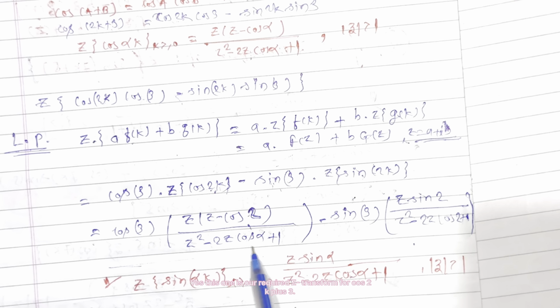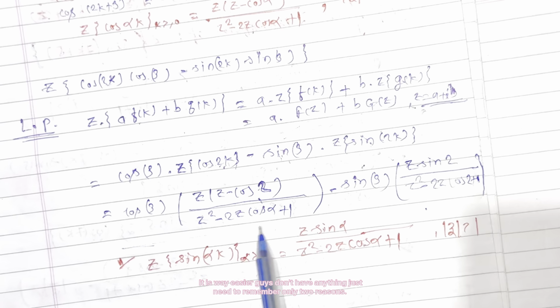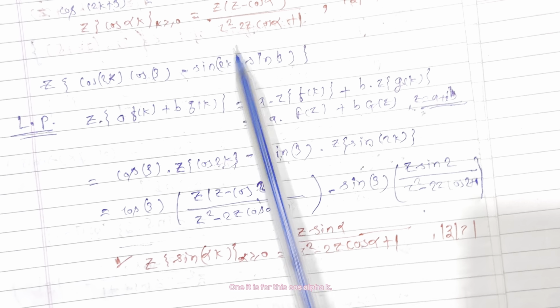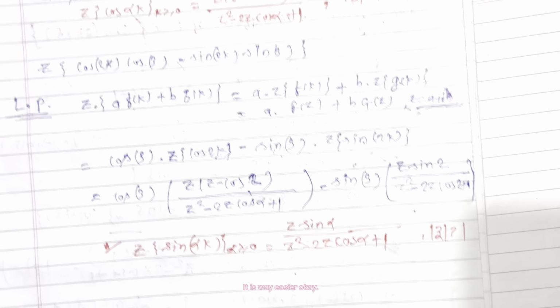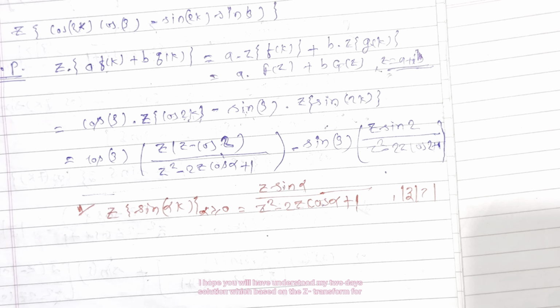Yes, this one is our required z transform for cos(2k plus 3). It is way easier, guys. You don't have anything else, just need to remember only two results: one for cos alpha k, another for sin alpha k. Remember these two results. I hope you all have understood today's solution, which is based on the linearity property of the z transform. Nothing is difficult here.